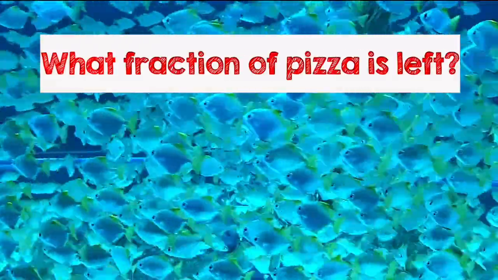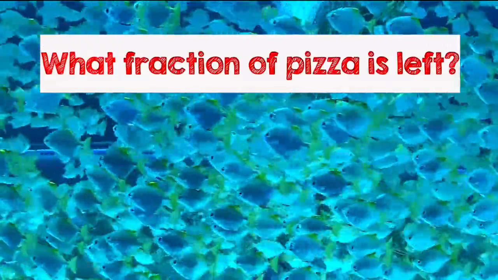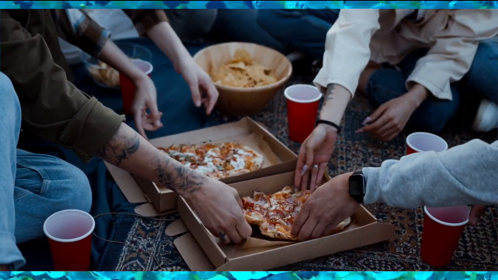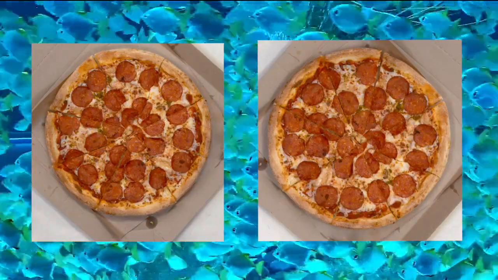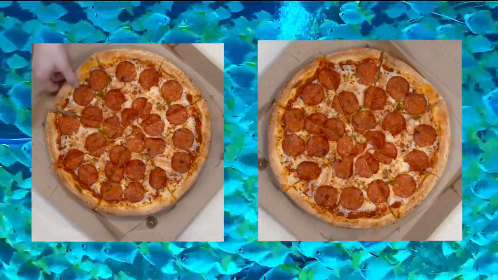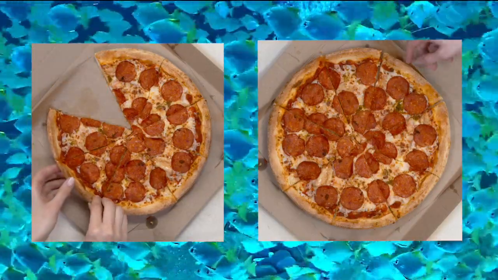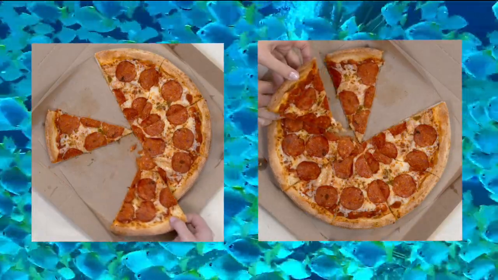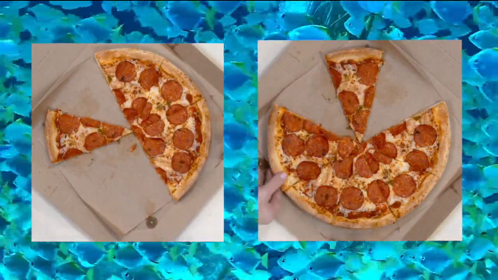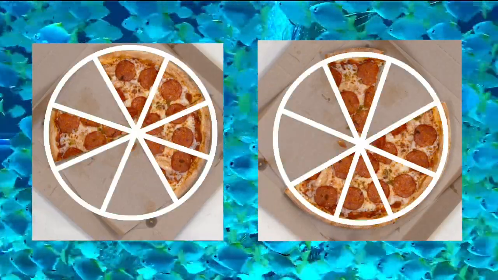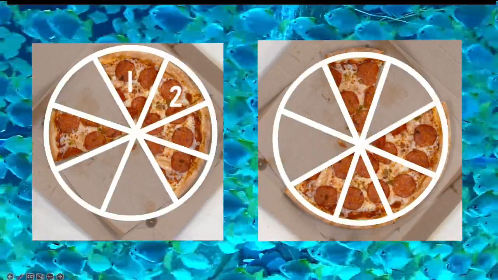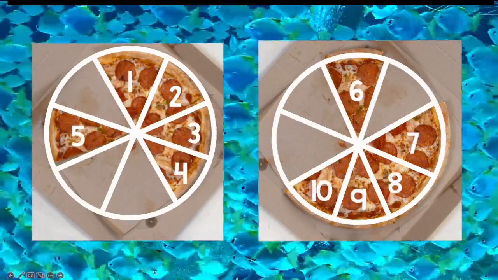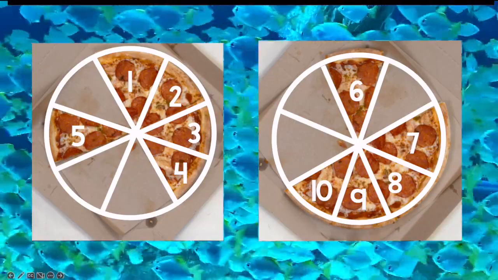Okay, so let's look at an example to represent this improper fraction. So the question would be, what fraction of pizza is left after people have eaten it? Here, each whole pizza is cut into 8 pieces. So this would be the denominator. Some people take a slice from box 1 and others take a slice from box 2. So that means that there are 5 slices left in box 1 and 5 slices left in box 2. So the slices remaining across both boxes will give us the numerator, which is the total of 10 slices.